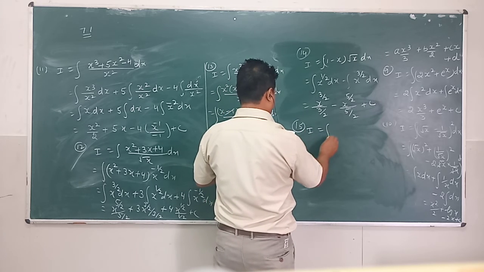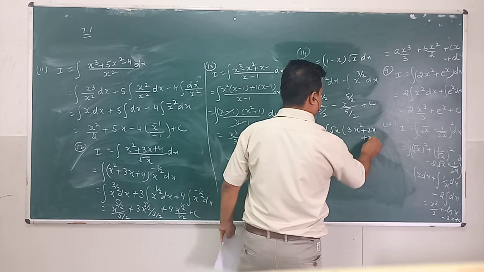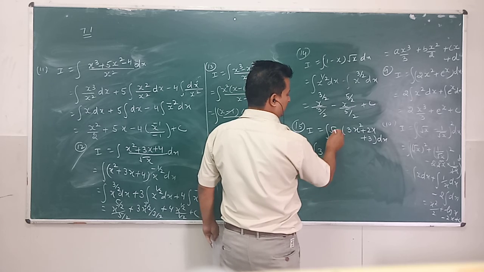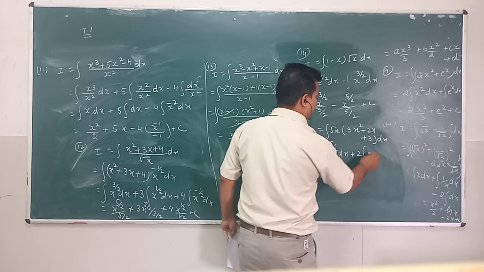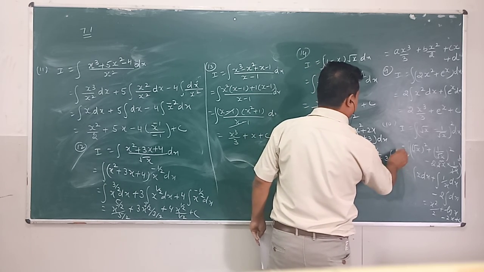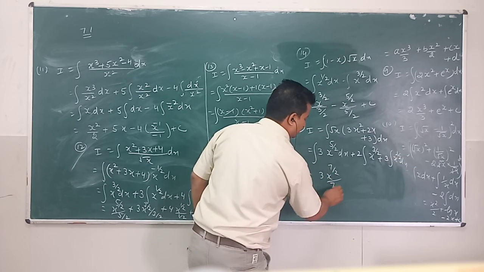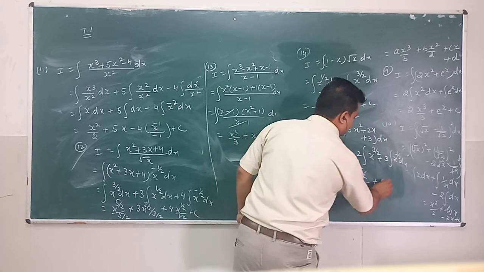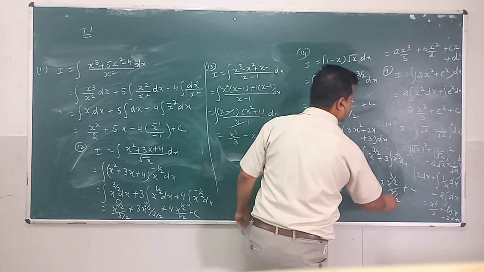In question number 15, root x (3x square plus 2x plus 3) dx. When we multiply this, we get 3, half plus 2 is 5 upon 2, and this is half plus 1 is 3 by 2. This is root x, x power half. When we integrate this, this is 7 upon 2 by 7 upon 2, this is 5 upon 2 by 5 upon 2, this is 3 upon 2. This is the answer of this question.